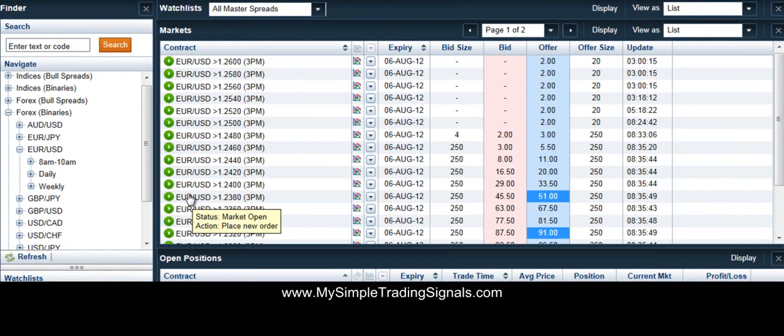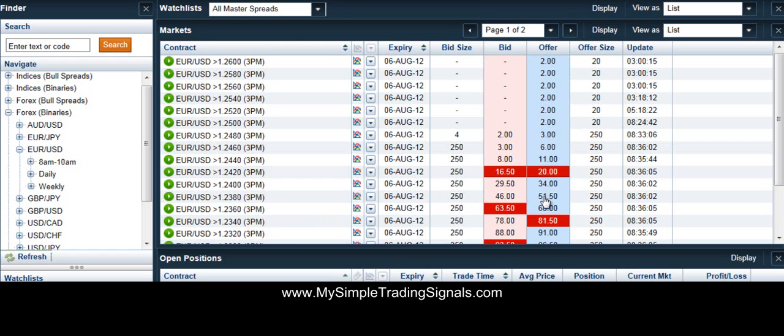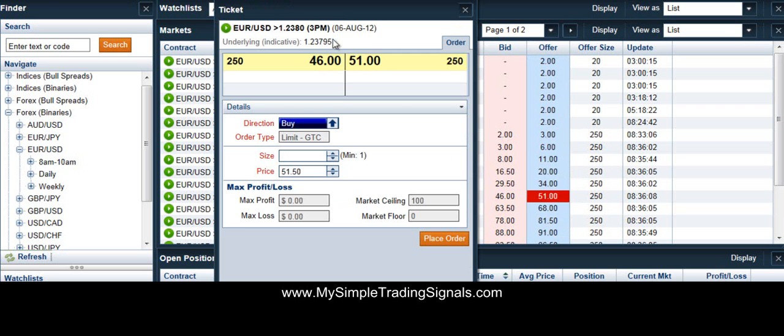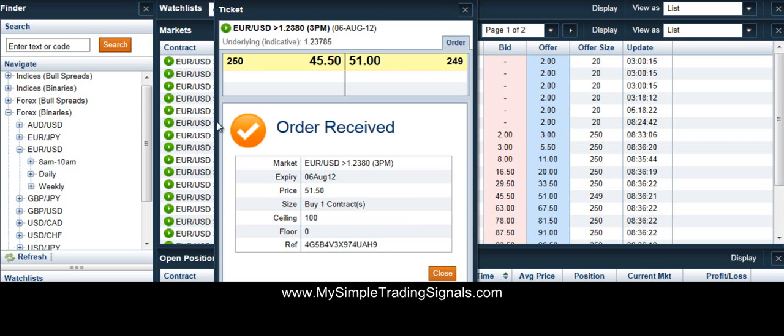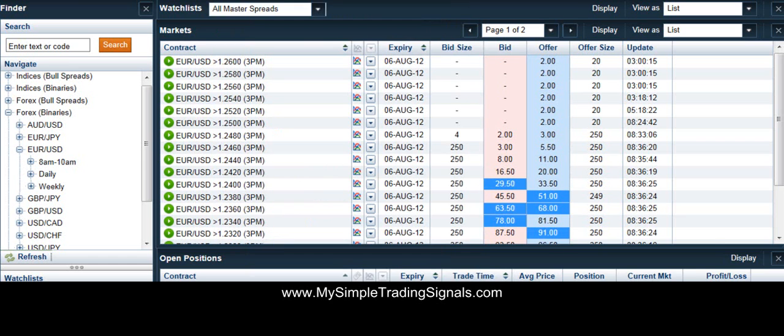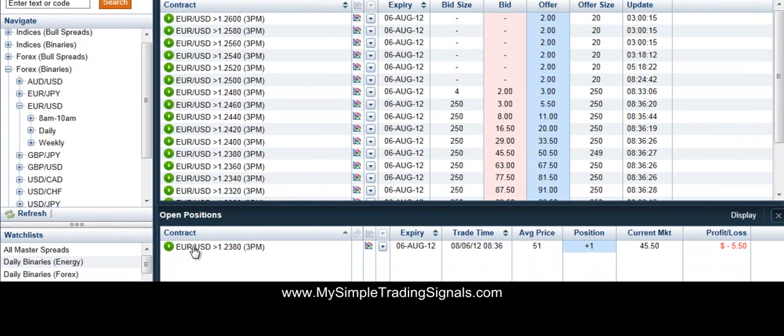So I'm going to go ahead and place it, and then I'm going to show you how to exit a trade as well. So again, euro US dollar 123.80. I'm thinking it's going to be higher than 123.80 at 3 o'clock. And I'd click on the blue offer thing here. It'll tell me what the underlying price is, which is 123.79. It's priced at $51.50. I want a size of 1. Tells me my max profit, max loss, etc. Place order. Order received. And then let me scroll down, and you can see it's in my open positions already.